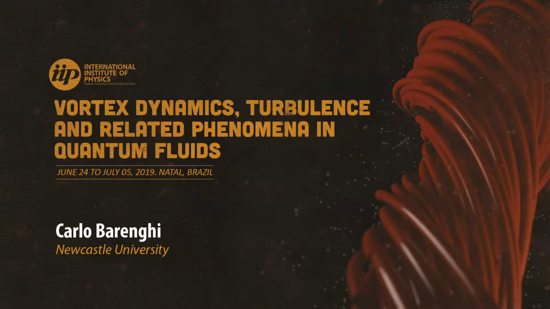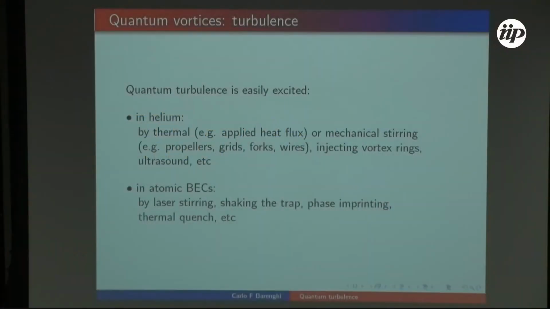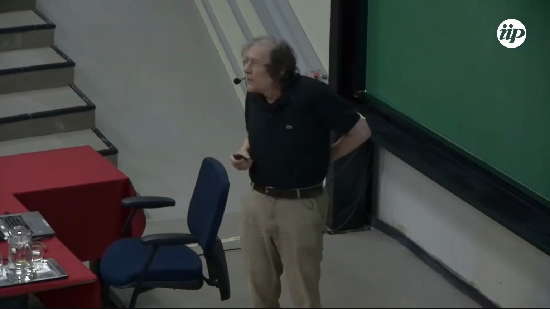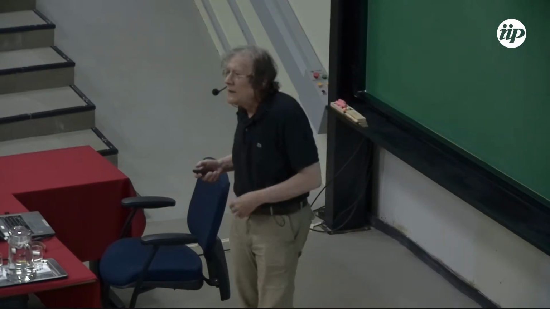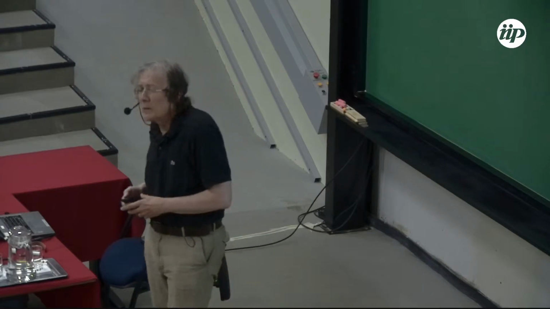Turbulence in superfluid helium-4 and superfluid helium-3, for example, can be created by applying some kind of thermal disturbances. Typically, you put in some electrical resistor and apply a very small heat, a very small voltage, and you dissipate some energy into the fluid and will create a mass very easily. Mechanical stirring is also very simple. So you can use grids or forks or propellers, big and small.